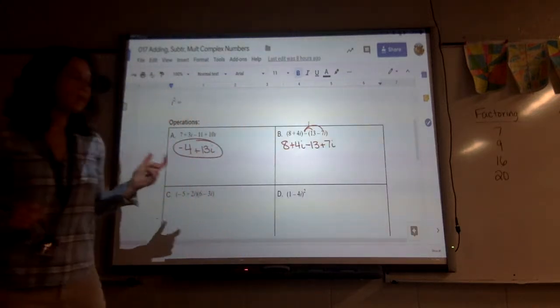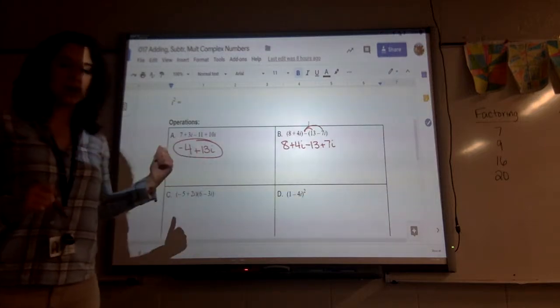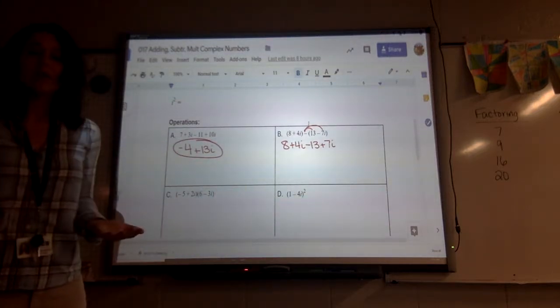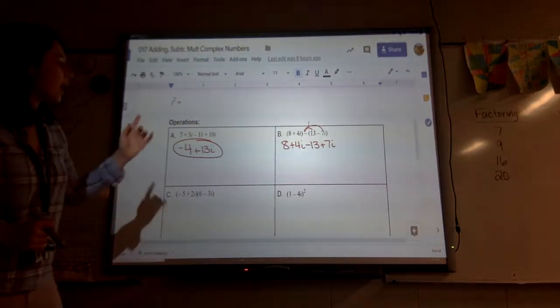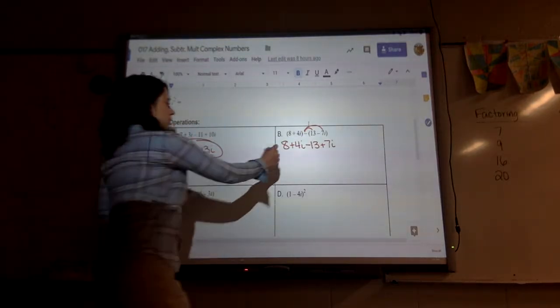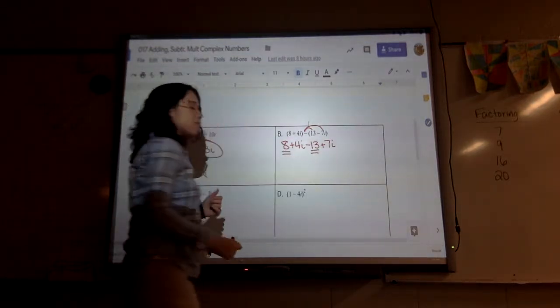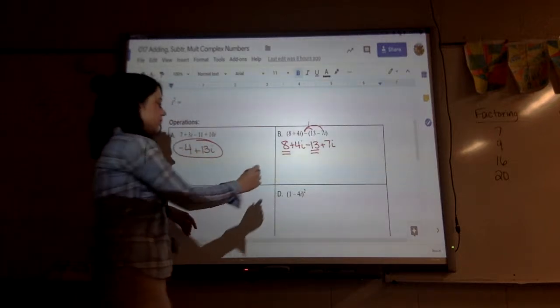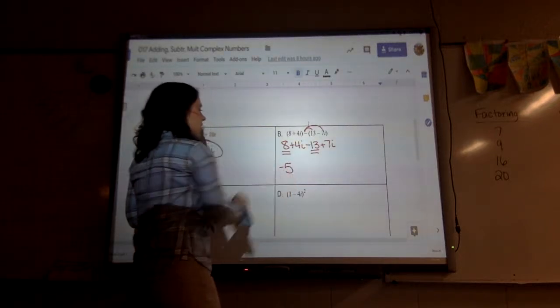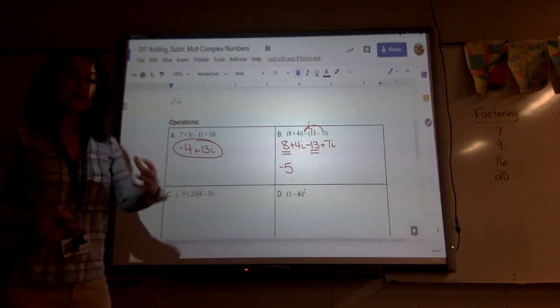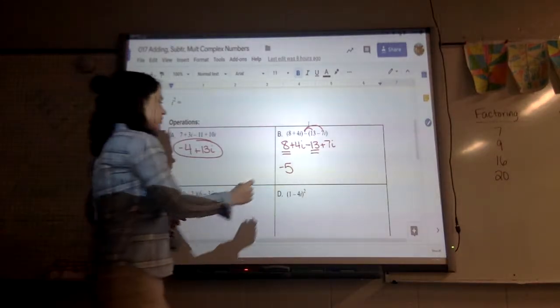At that point, I'm doing exactly what I did in example A. I'm putting my like terms together. So 8 minus 13 goes together. 8 minus 13 is -5. Then I put my i's together. 4i plus 7i becomes 11i.